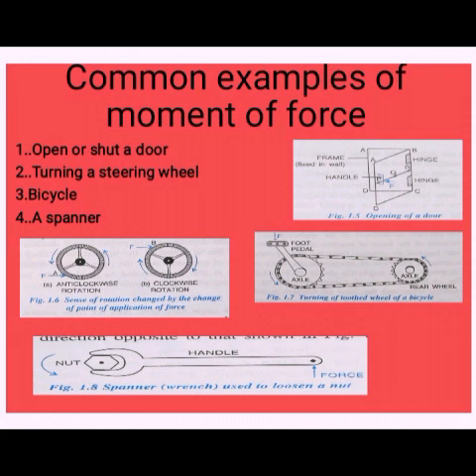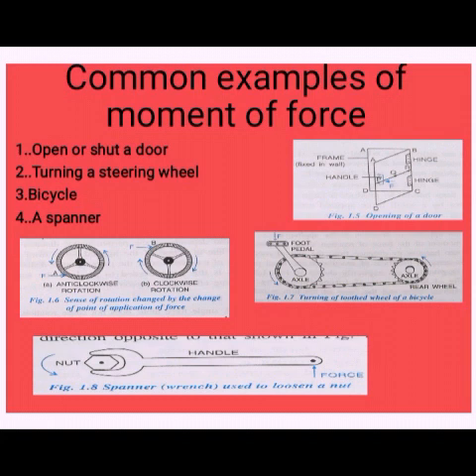Next, for turning a steering wheel, which is shown in picture 1.6, a force is applied tangentially on the rim of the wheel, at the point A of the wheel. In 1.6a the wheel rotates anti-clockwise, while in 1.6b the wheel rotates in the clockwise direction.